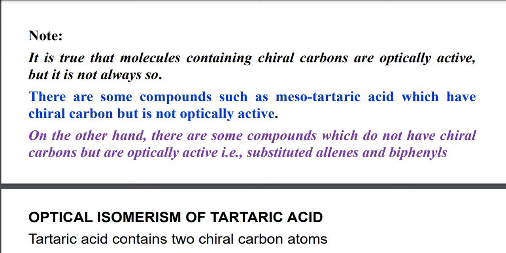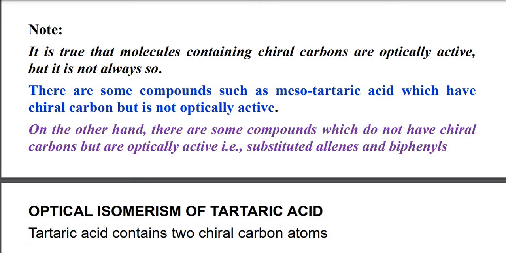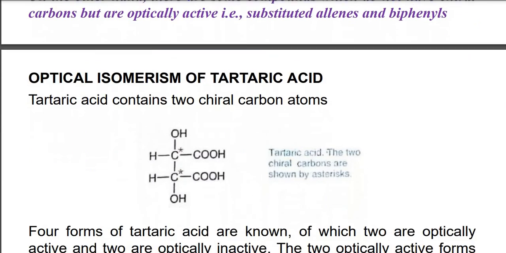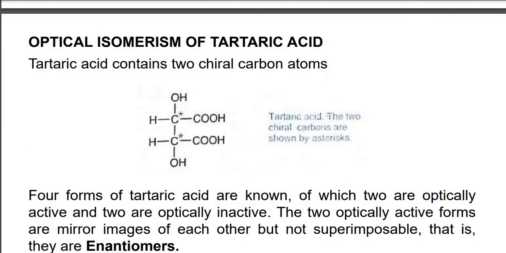There are some compounds such as mesotartaric acid which have chiral carbon but are not optically active. On the other hand, there are some compounds which do not have a chiral carbon but are optically active, such as substituted allenes and biphenyls. Now, optical isomers of tartaric acid.